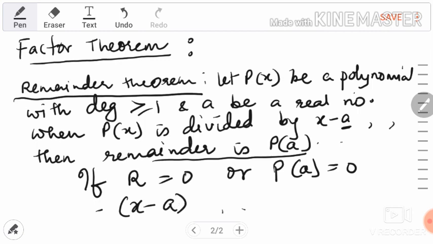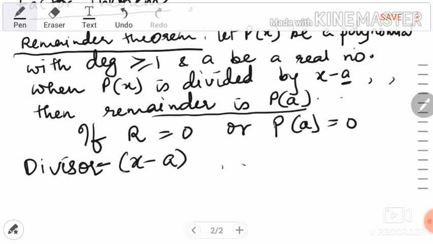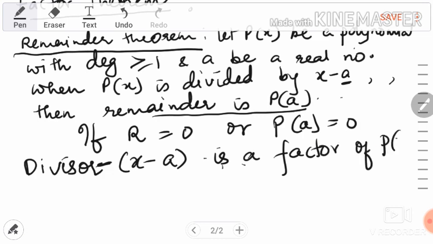x minus a is the divisor. If the remainder is equal to 0, then the divisor becomes the factor of the polynomial. So x minus a is a factor of p of x. In previous video, we had come across problems where we got the remainder 0. In those examples, we can say that the divisor is a factor of p of x.